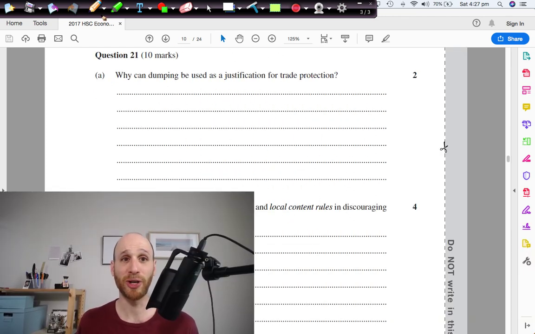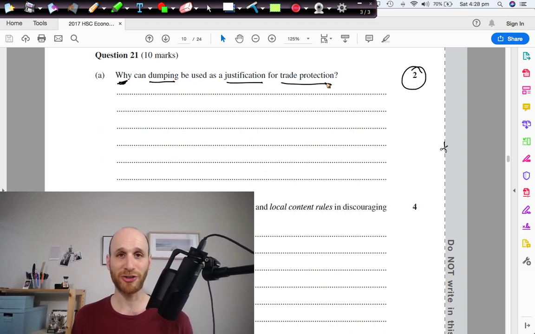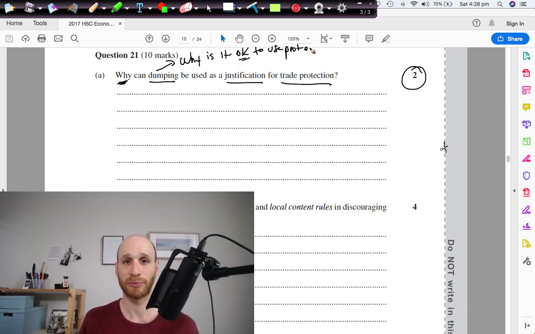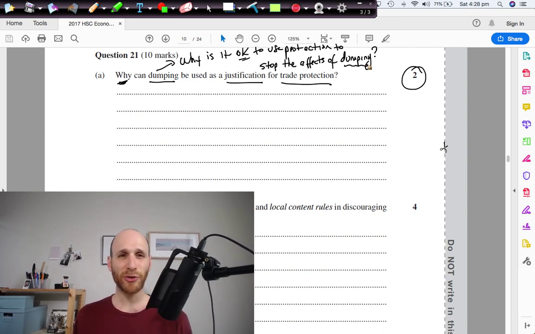Here we are at question 21. 21A is worth 2 marks. And the question reads, why can dumping be used as a justification for trade protection? Okay, so what is this question really asking us? The question is sort of asking us, why is it okay to use protection to stop the effects of dumping? What is it about dumping that's so bad for an economy that it's okay to use protection?